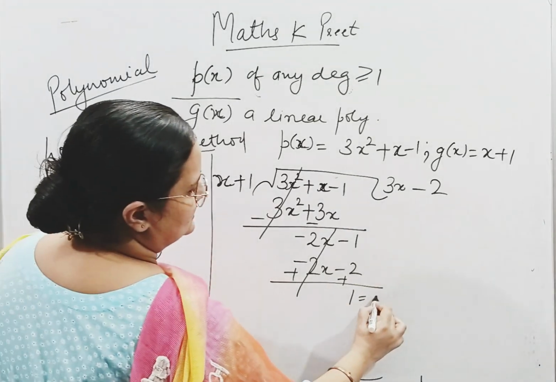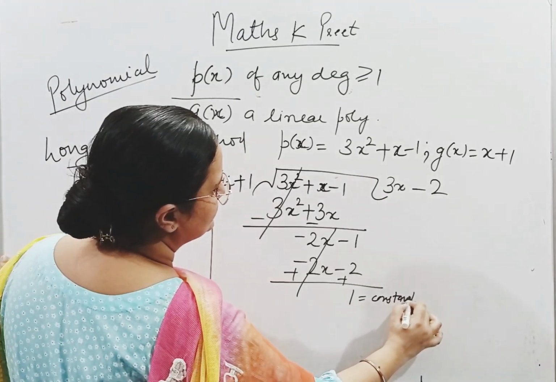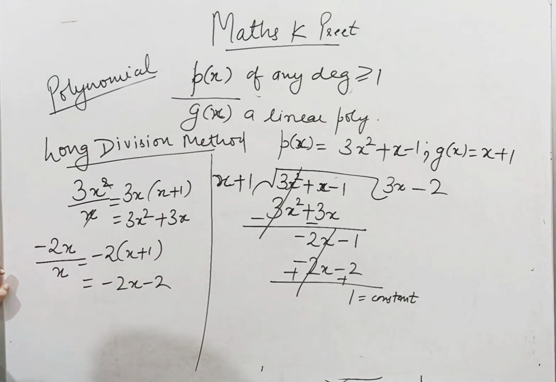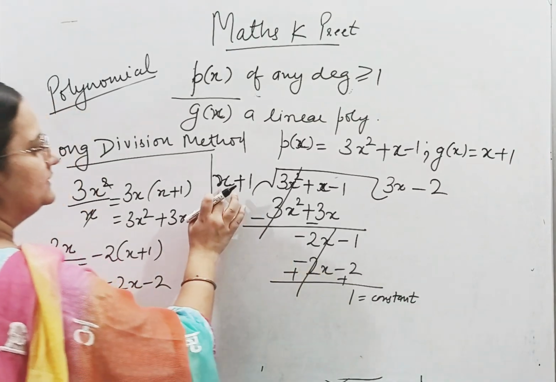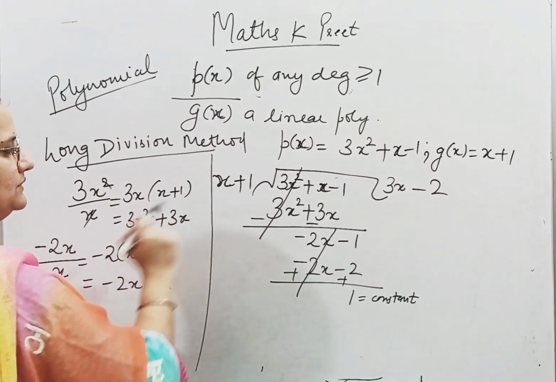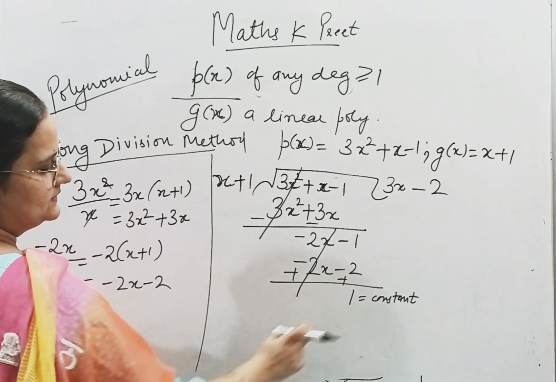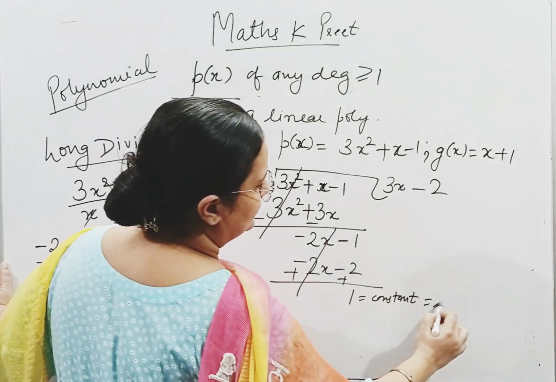So here this is a constant. Degree of a constant is always 0. So the degree of this remainder is less than the degree of this divisor polynomial. Here degree is 1, here degree is 0. So this constant is the remainder.